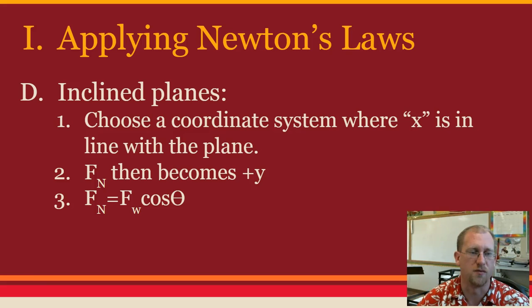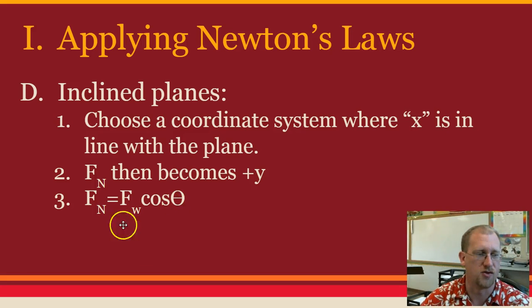So let's look at this real quick. If you have an inclined plane, you should choose a coordinate system where x, the x direction of the coordinate system, is in line with the plane. So you have a plane that goes this way. Now your coordinate system, this is x and this would be y. Okay, you'll see a picture of that in a moment. And then the normal force becomes positive in the y direction, right? Because it's always perpendicular to the surface. And so normal now is positive y. It's easier to work with. And the normal force is equal to just a component of the weight force. And we use cosine theta for this. And you'll see why in just a second here.